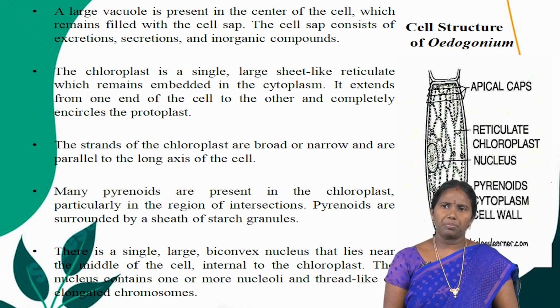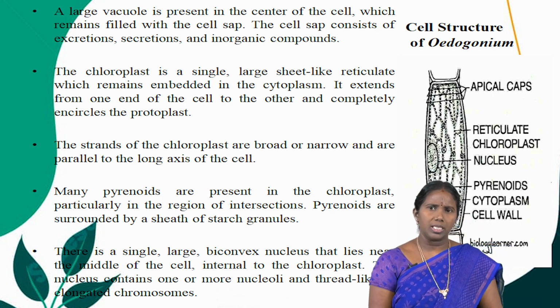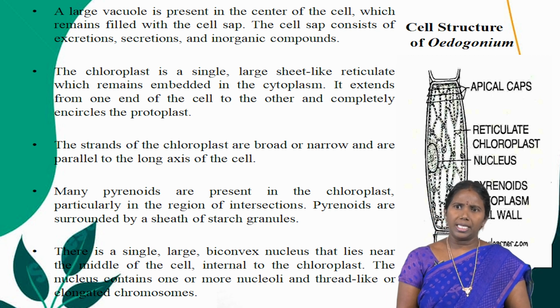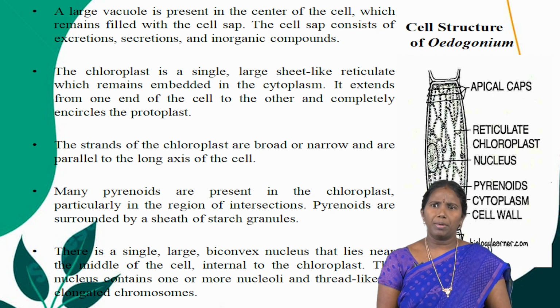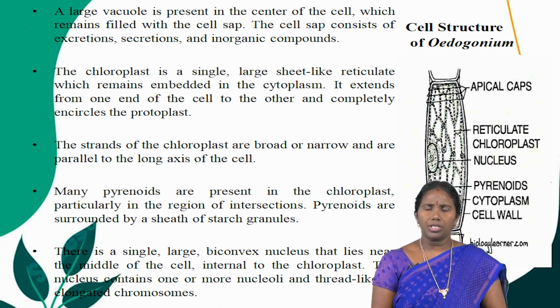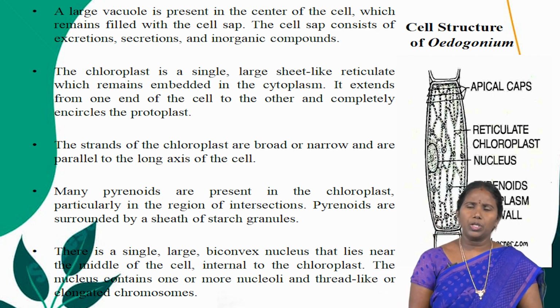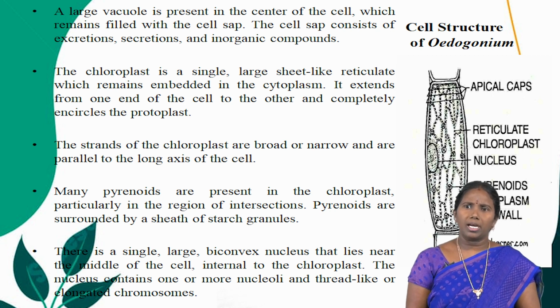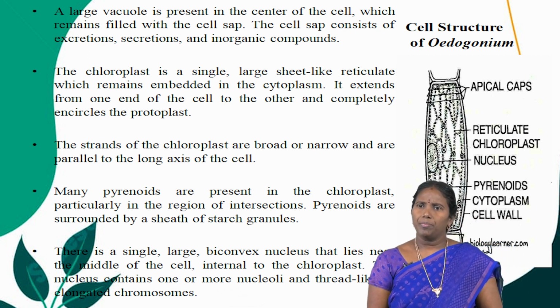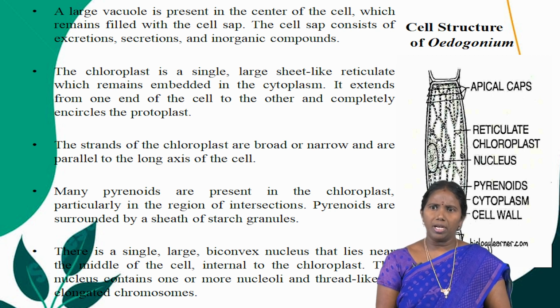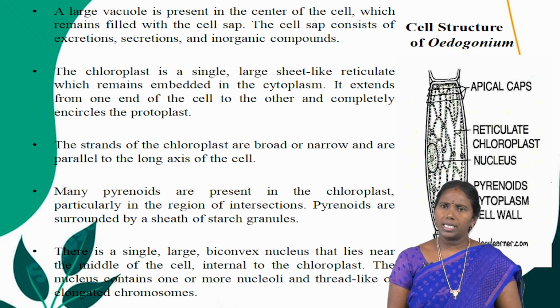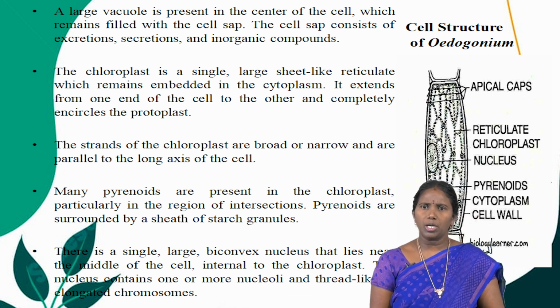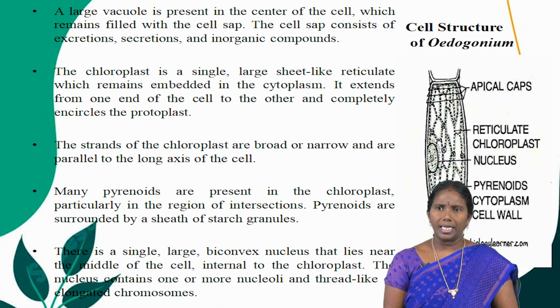Many pyrenoids are present in the chloroplast, particularly in the region of intersection. The pyrenoids are surrounded by a sheet of starch granules. There is a single large biconvex nucleus that lies near the middle of the cell. Internal to the chloroplast, the nucleus contains one or more nucleoli and thread-like or elongated chromosomes.